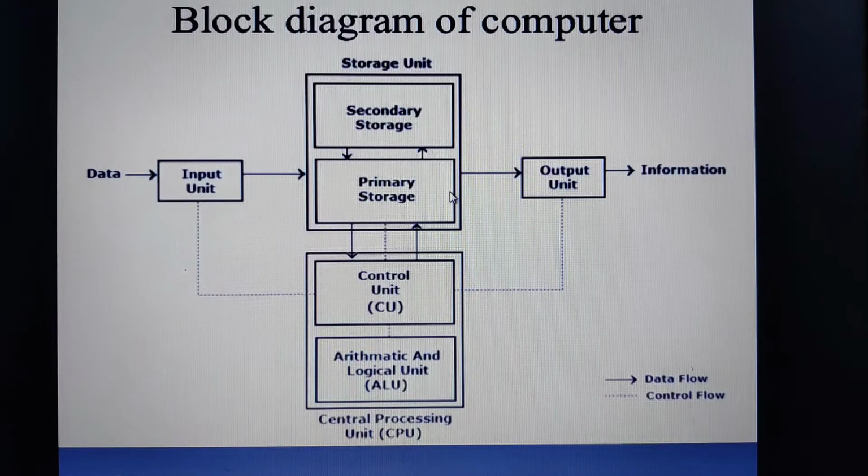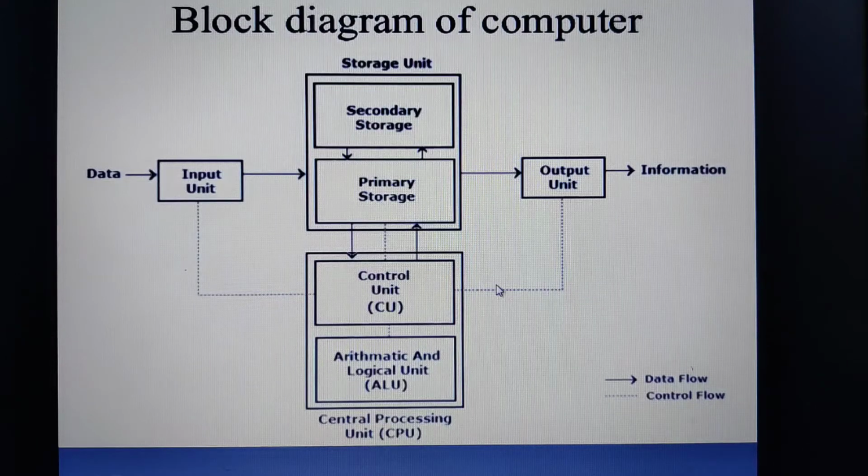Then from the memory unit, the output will go to the output unit through any of the output devices. The output devices may be a printer, speakers, or monitors. Through that, the processed data, which we call information, will be displayed to the user.